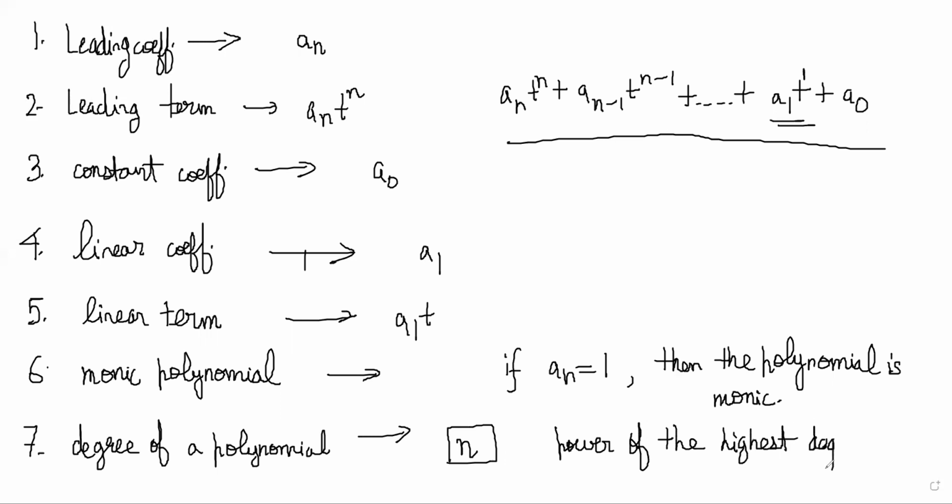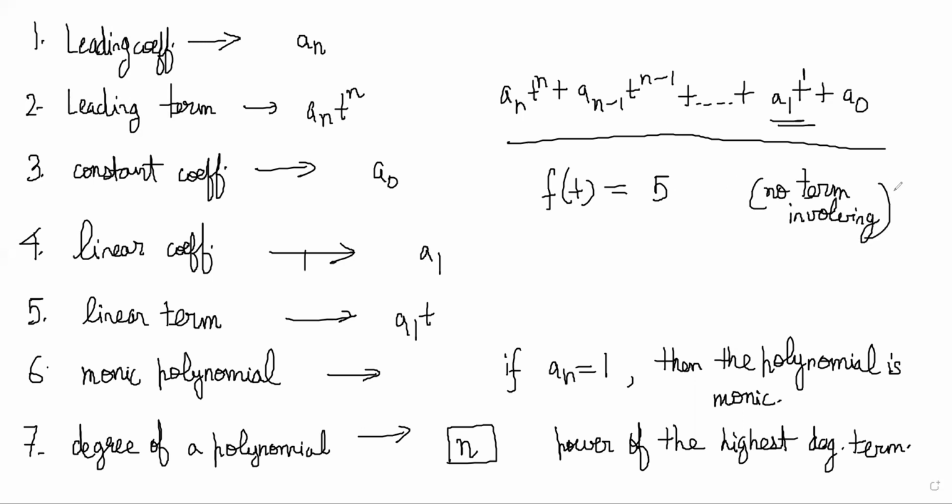Highest degree term. So n here is the highest power, so that is called the degree of the polynomial. If you have a constant polynomial, suppose somebody says f of t is equal to 5. Now this has no term involving t, so the degree of this polynomial is said to be 0, because it is 5 times t to the power 0, right?